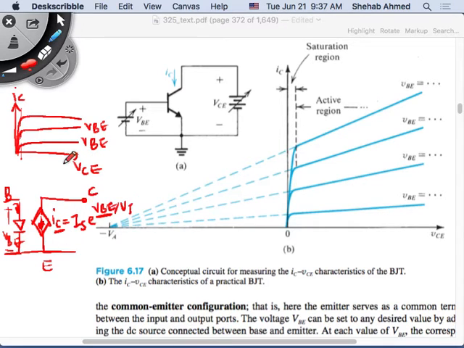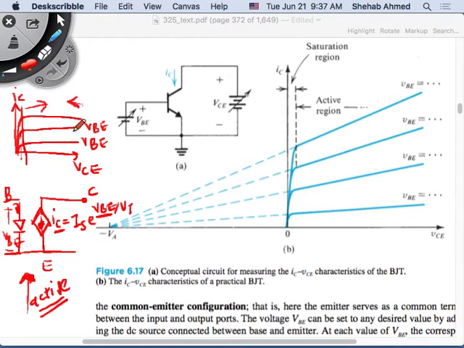So, which means that I can plot IC versus VCE, where this equivalent circuit model that we came up with was only in the active region, right? So only in the active region can I model the device this way, which means that in the active region, which is here, right? This is my active region, this zone here.